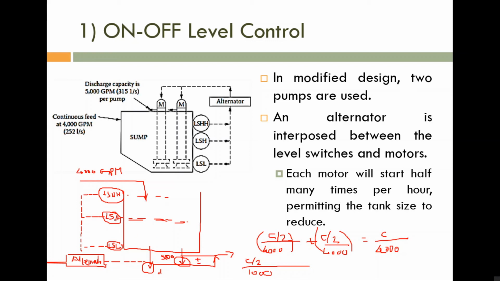Now after that LSH will stop the first pump and it will start the second pump. So the time required to remove the remaining quantity is again C by 2 divided by 1000. What is the total value? C by 1000.